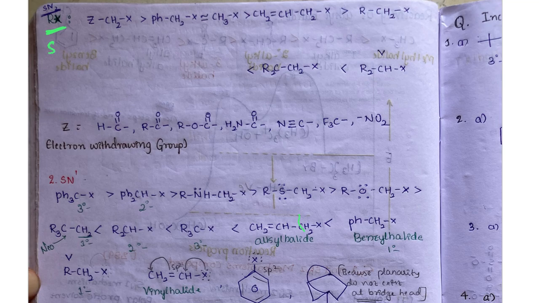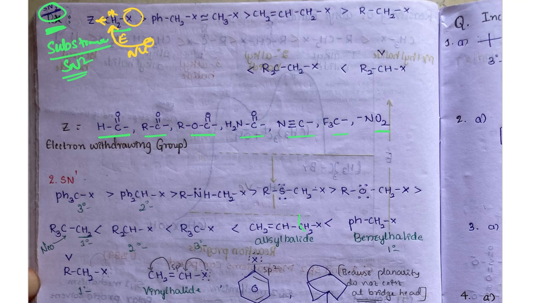The next effect is the substrate effect, meaning the alkyl halide. First I am discussing SN2. For the SN2 reaction substrate effect, consider ZCH2X. What is Z? Z means any electron withdrawing group, like aldehyde or ketone. If electron withdrawing groups are present, electrons are drawn toward Z. Then this carbon becomes electron deficient, with more electrophilic character. Therefore, the nucleophile easily attacks this carbon. That is why electron withdrawing groups are required, to make that carbon more electrophilic. X is the leaving group.